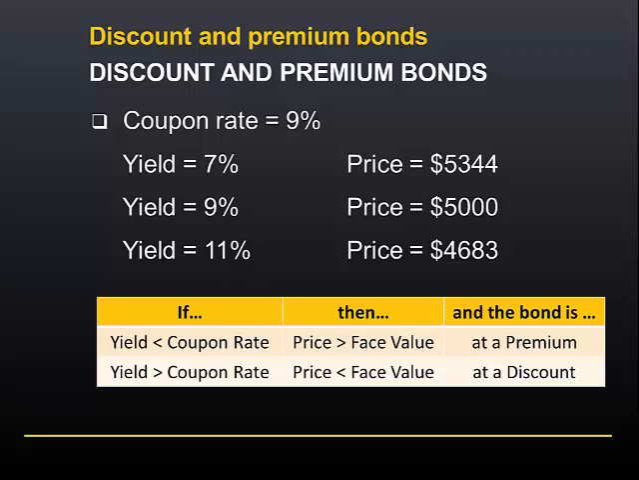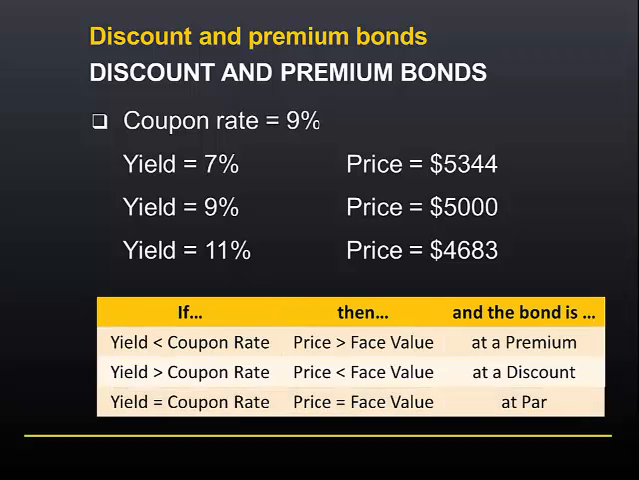The opposite is also true. If the yield is greater than the coupon rate, the price will be less than the face value, and the bond is said to be trading at a discount. If the yield is equal to the coupon rate, the price will be equal to the face value, and we say that the bond is trading at par.